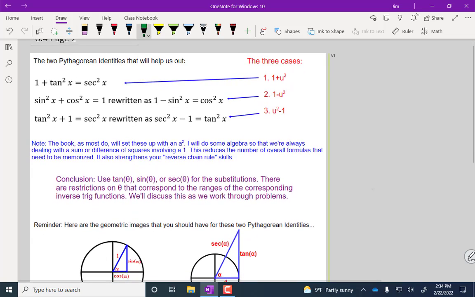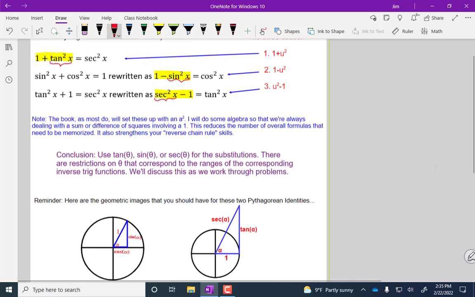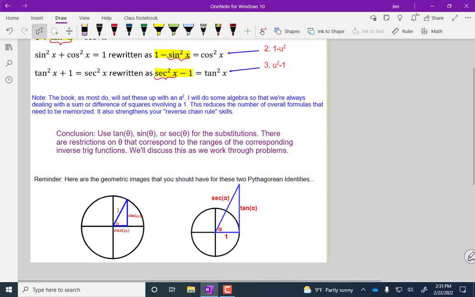So here we're just summarizing what I just wrote on the board. I've taken the sum of squares, the difference of squares with a leading one, and the difference of squares with a trailing one. So 1 plus u squared, we're going to let u be tangent. This one we're going to let u be sine. This one we're going to let u be secant. So sine, secant, or tangent. These are the two Pythagorean identities that we use.